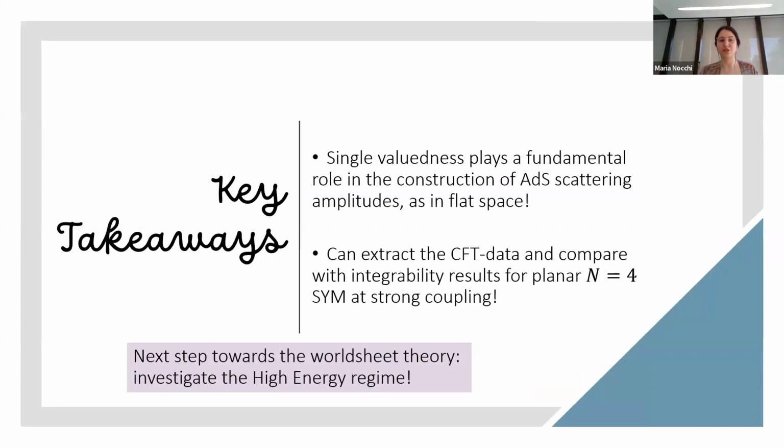All right. So the two key takeaways that we can keep with us for the following is that single valuedness plays a fundamental role in the construction of AdS scattering amplitudes out of flat space. And on the other side, as a nice application, we can extract the CFT data from our results, which in practice gives us the AdS Virasoro-Shapiro amplitude to any order and compare with integrability results for planar N=4 super Yang-Mills at strong coupling. So up to the second order, you don't need any input from integrability, and so you can do the other way around, and then you can choose what to fix: either your answer or the integrability results.